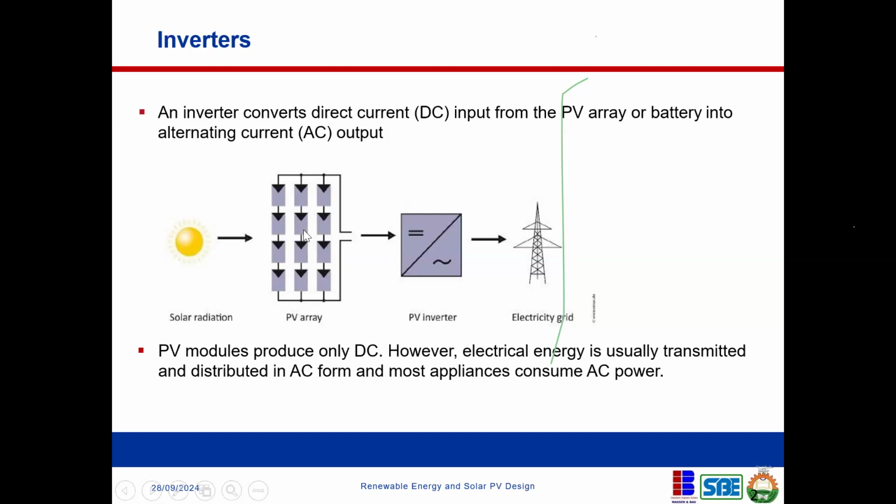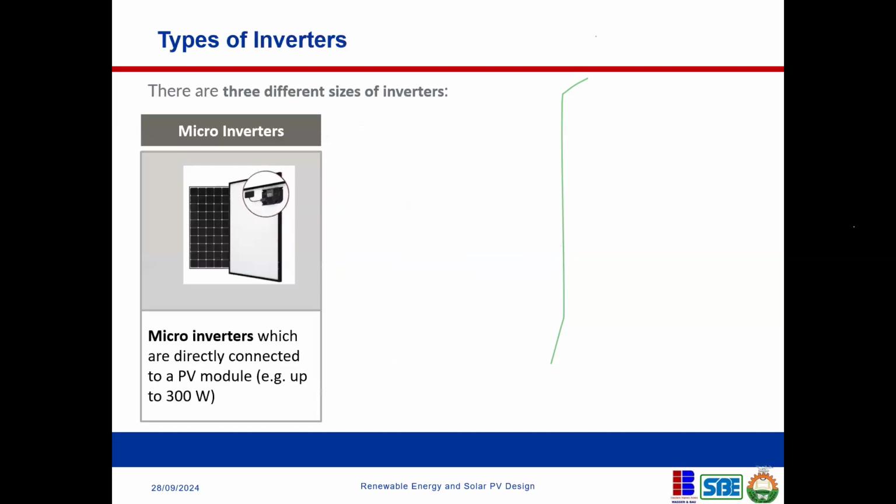And this is just an illustration of what is happening. The sun comes through a PV array, and the PV array output is in DC. It goes into an inverter, and it comes out as AC, alternating current, which you can feed into the grid or use to power your equipment. PV modules produce only DC. However, electrical energy is usually transmitted and distributed in AC form, and most appliances also consume AC power. So that's the work of an inverter in the system.